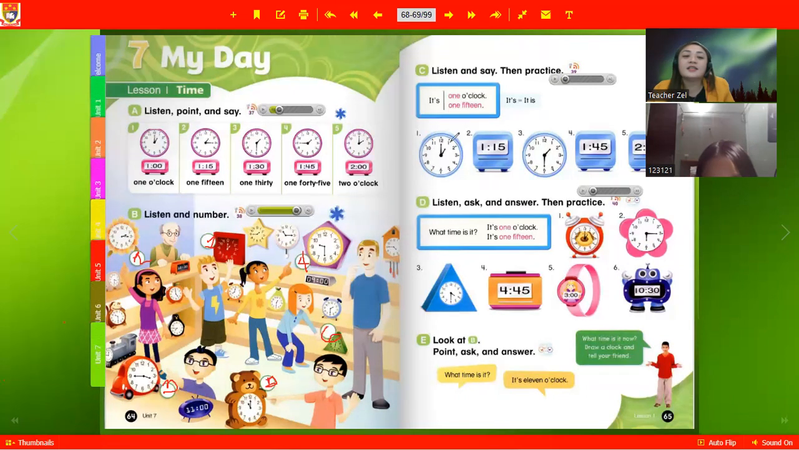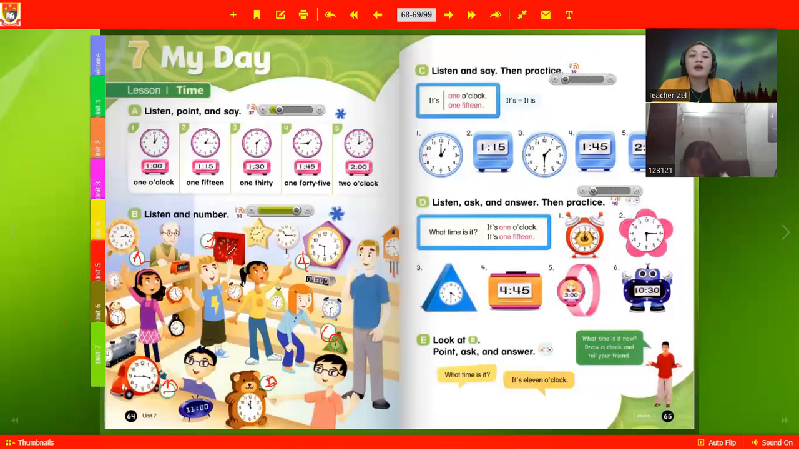It is 6 o'clock. Yes, it is 6 o'clock. So good job, Bella. All right, very good. Okay, so you know how to tell the time. All right. Okay, so let's try number 1.